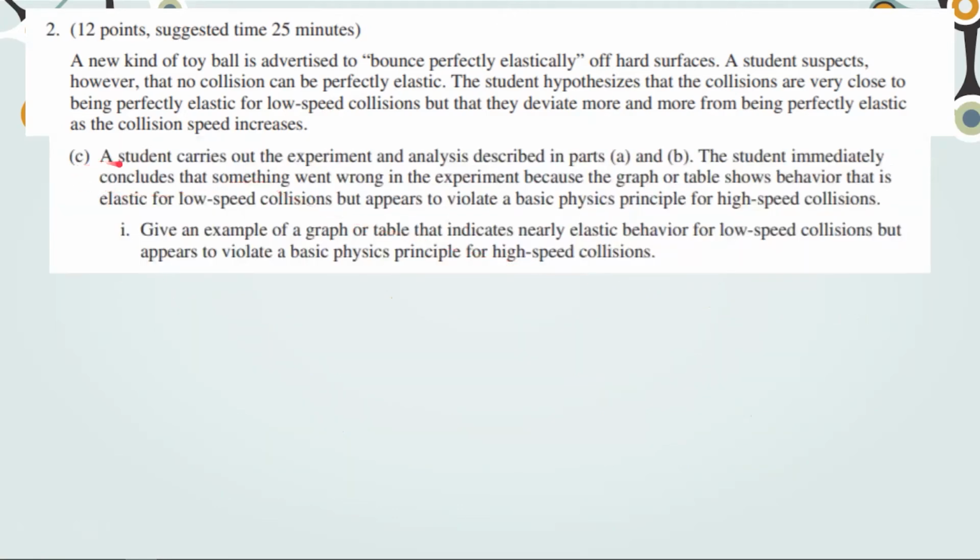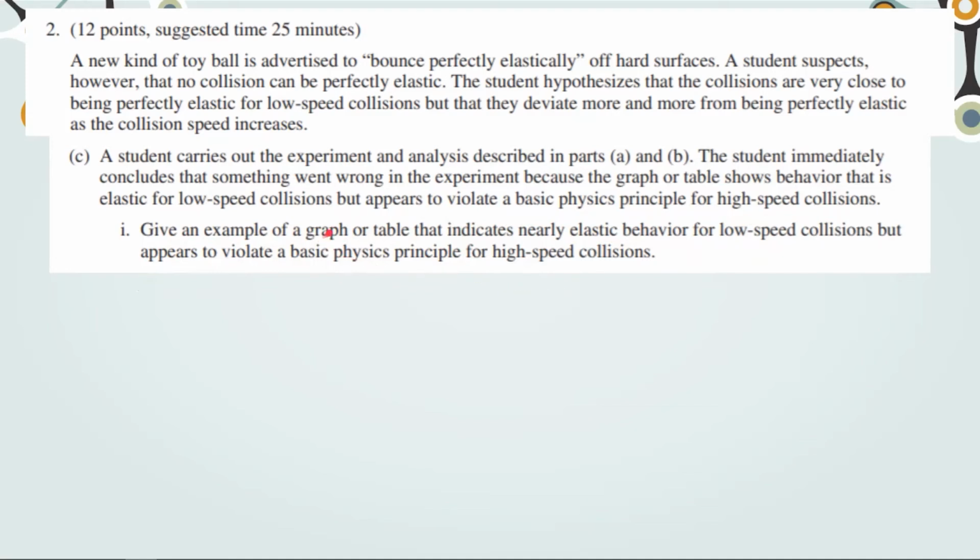Now for part C. A student carries out the experiment and analysis described in parts A and B. The student immediately concludes that something went wrong in the experiment because the graph or table shows behavior that is elastic for low speed collisions, but it appears to violate a basic physics principle for high speed collisions. Give an example of a graph or table that indicates nearly elastic behavior for low speed collisions, but appears to violate a basic physics principle for high speed collisions.